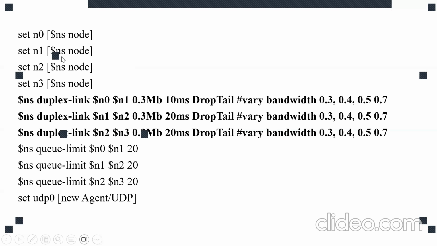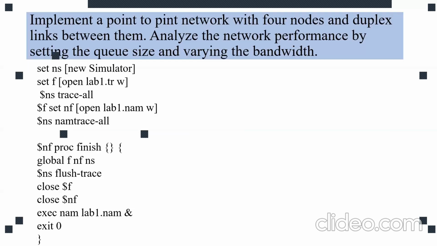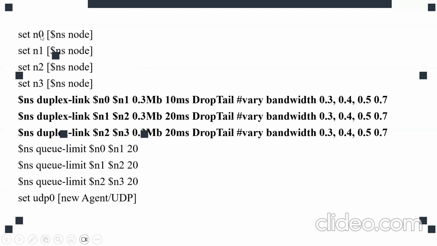Now, after setting up the trace and the other file, the nam file, you have to set up 3 or 4 nodes based on the questions given. So here they have given a point to point network with 4 nodes. So 4 nodes means I have to set 4 nodes: 0, 1, 2, 3. So I have set up 4 nodes.